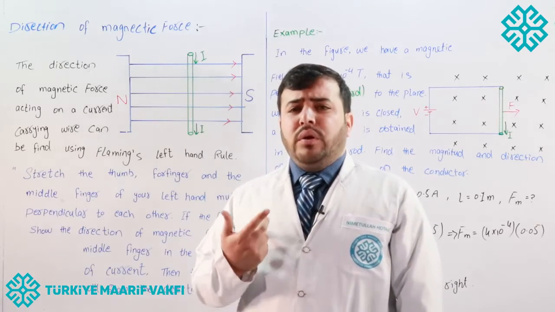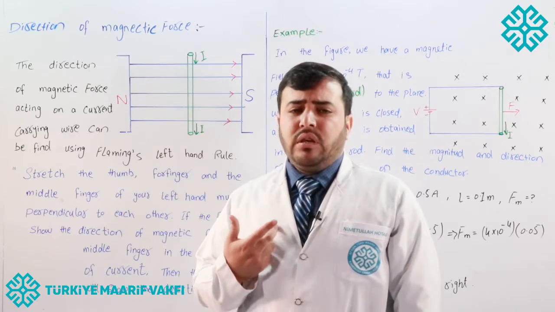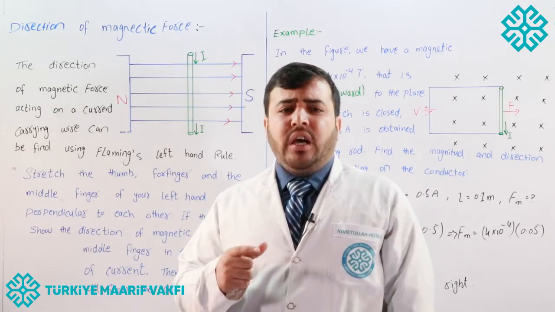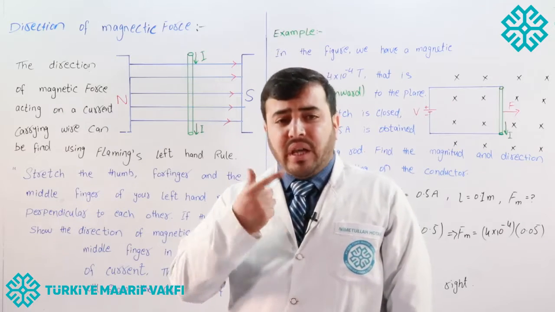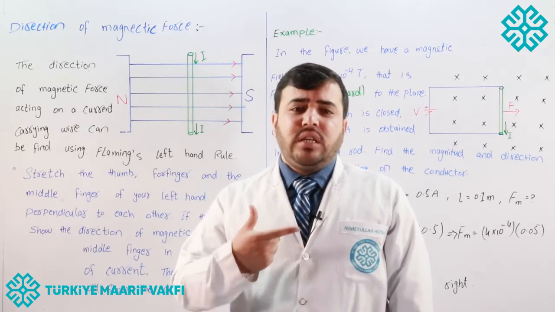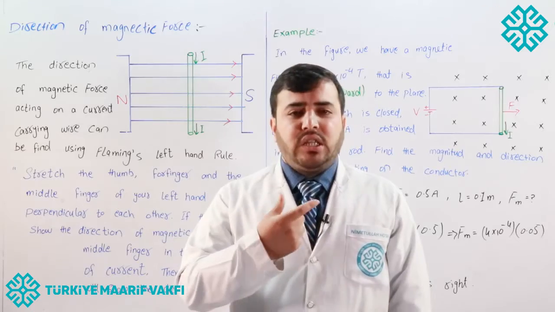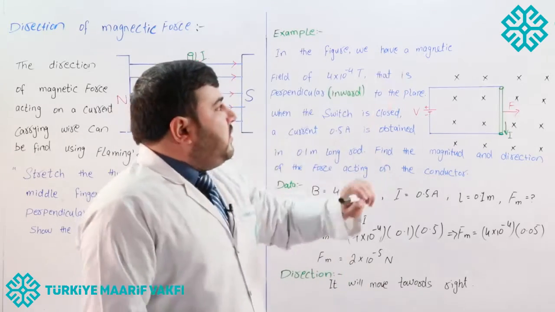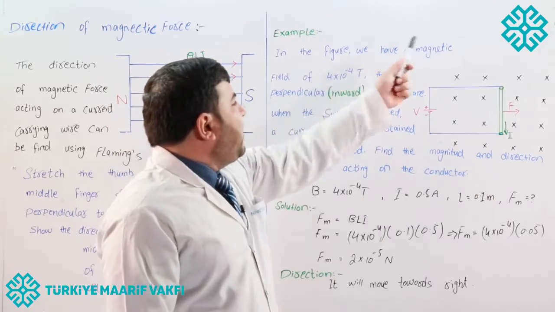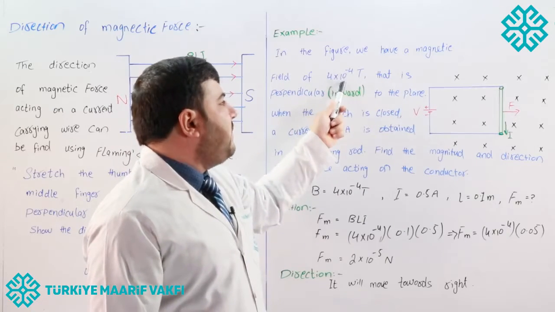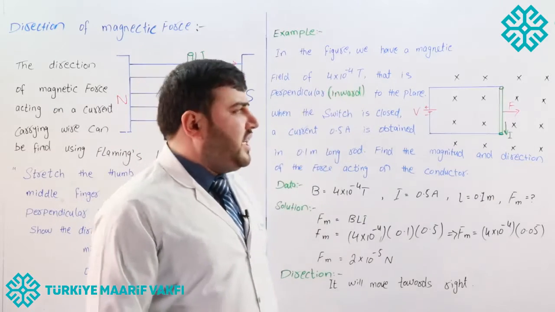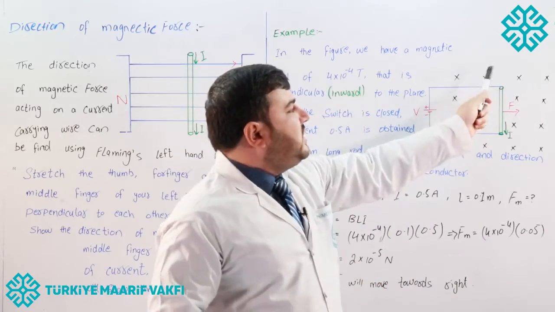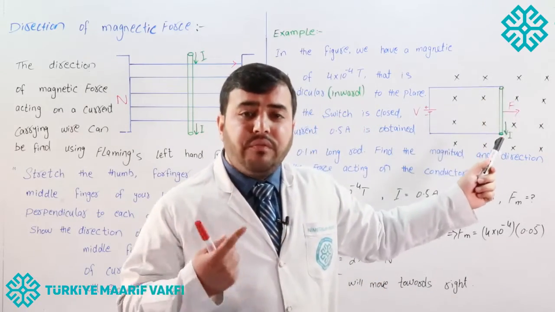field. Now we will solve an example in which a conductor is placed inside a magnetic field, and we will find the magnitude of the force as well as the direction of the force acting on that conductor. So we have an example in which, in the figure, we have a magnetic field of 4 multiplied by 10 raised to power minus 4 Tesla. These cross signs show the direction of the magnetic field.